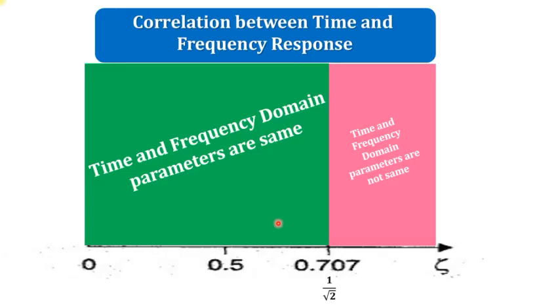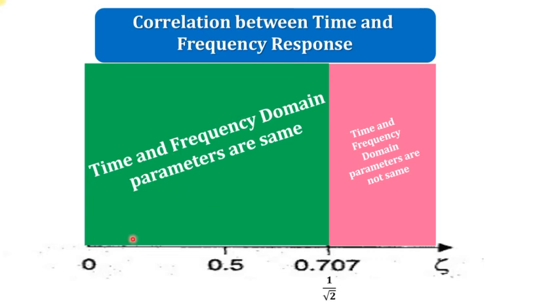So we can conclude that there is a relationship between time domain analysis and frequency domain analysis only if you set the damping ratio between 0 and 0.707. 0.707 is nothing but 1 by root 2. So if you set your damping ratio between 0 and 0.707, you can find a relationship between time domain and frequency domain analysis. With the help of Mp you can calculate Mr, and with the help of Mr you can calculate Mp. There will be some relationship.